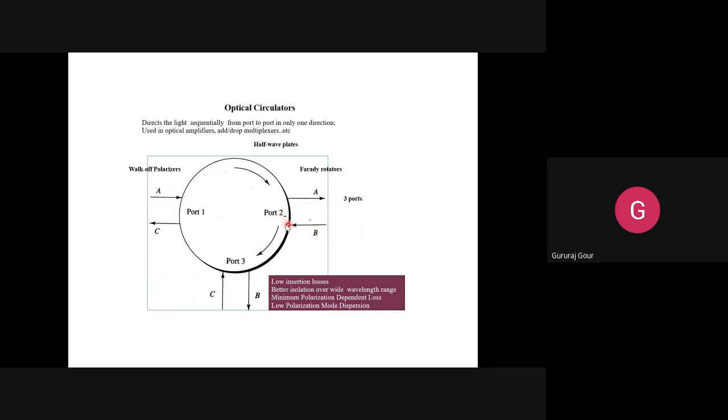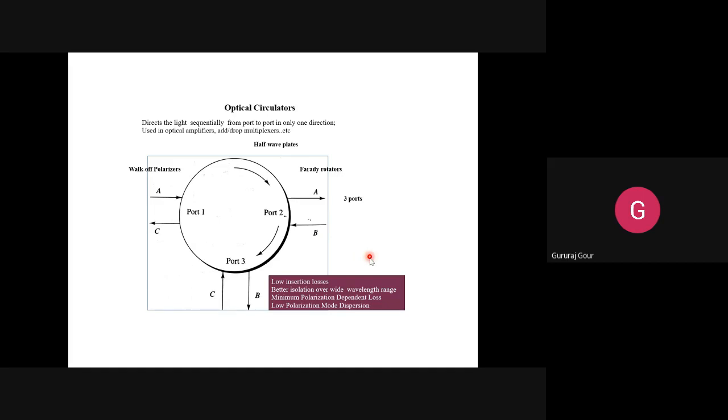And if any field component is to be added, it will be added by this arrow mark. You can see B will be added along with A. A plus B you are getting here. Then it will be going out. Or if you want, you can add C and it will be allowed to go out from port 1.